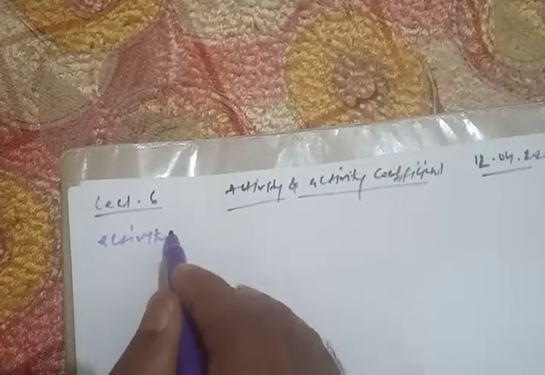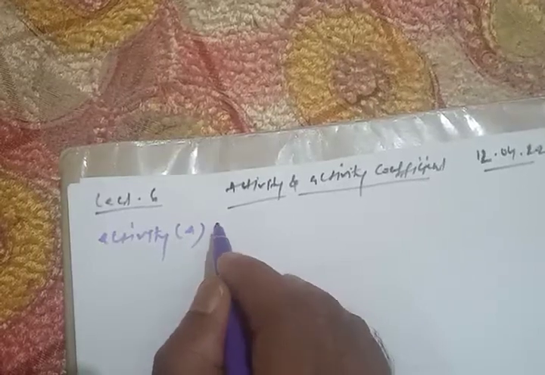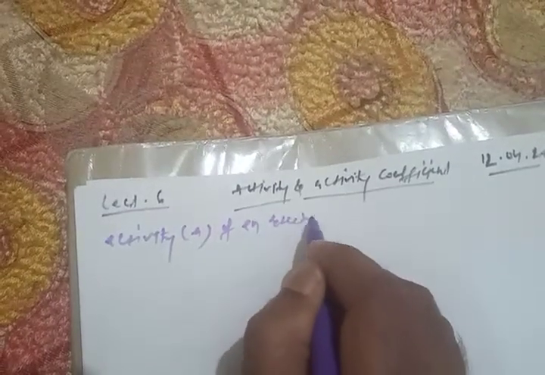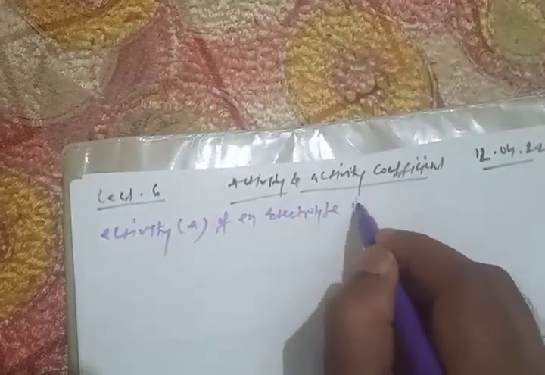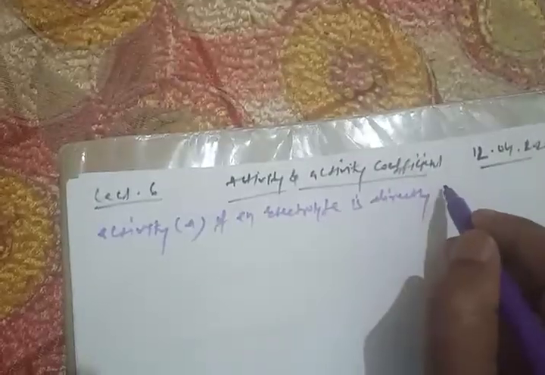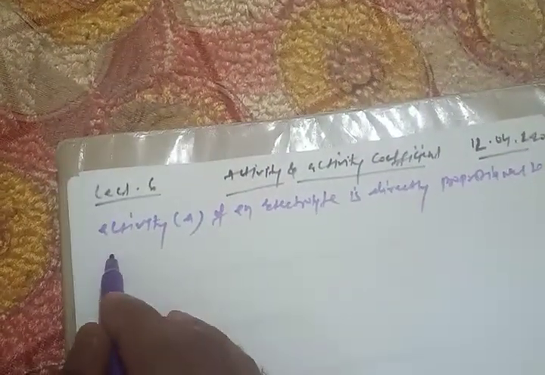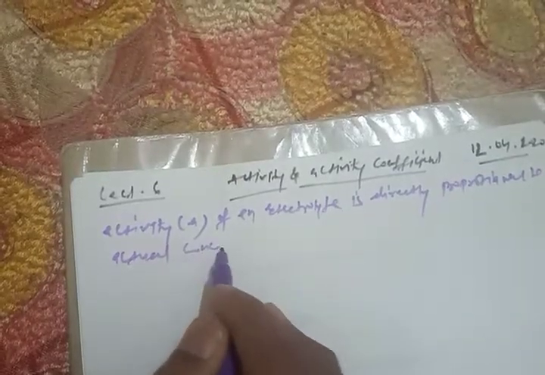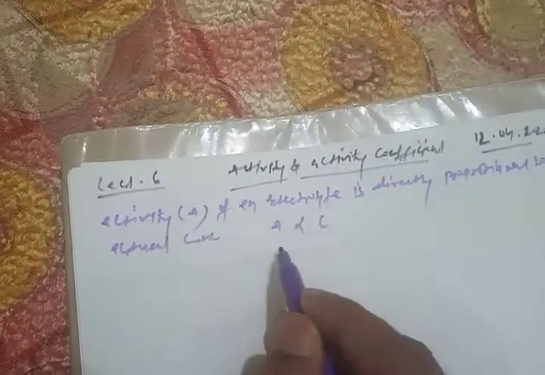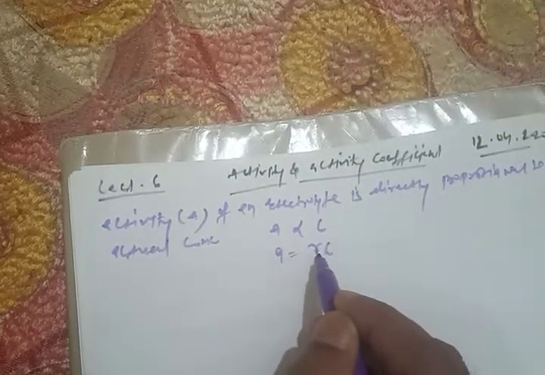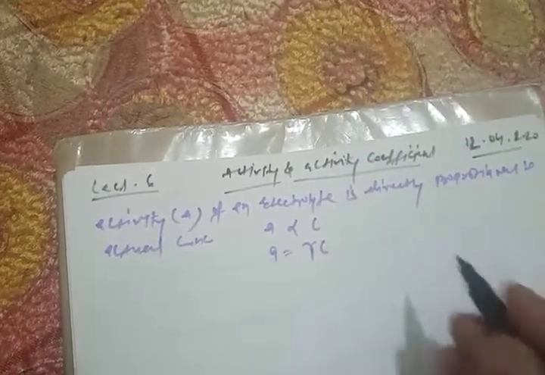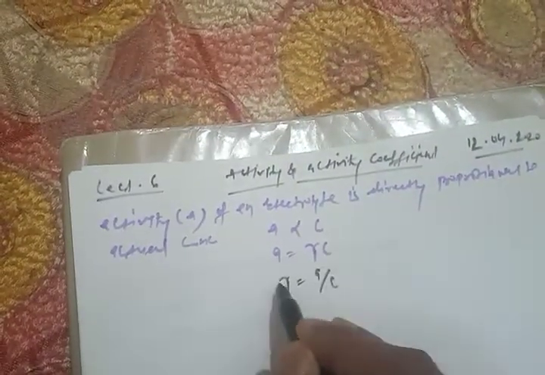So first, let's start the discussion of what activity is. Activity, which is represented by A, of an electrolyte is directly proportional to actual concentration. Whatever the actual concentration is, that is the activity. So activity is directly proportional to C, and if it is made equal, then it is gamma. Gamma is the activity coefficient. So gamma is A upon C.